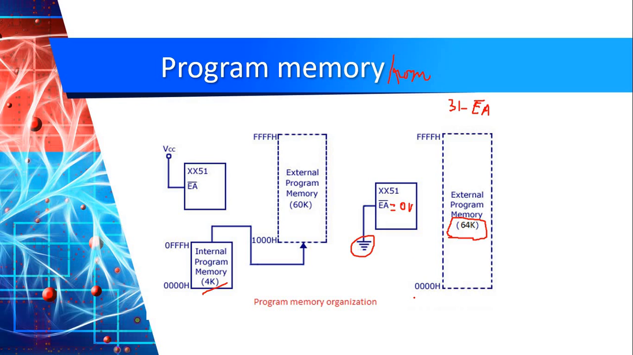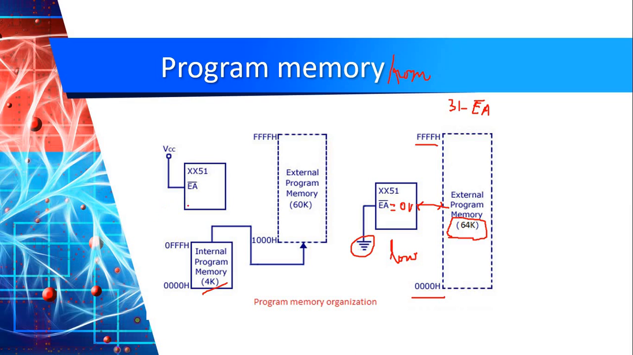So it will be stored in locations 0000 to FFFF. Okay, so the whole 64 kilobytes will be accessed externally when it is in an active low state. Okay, zero voltage means it is an active low state.